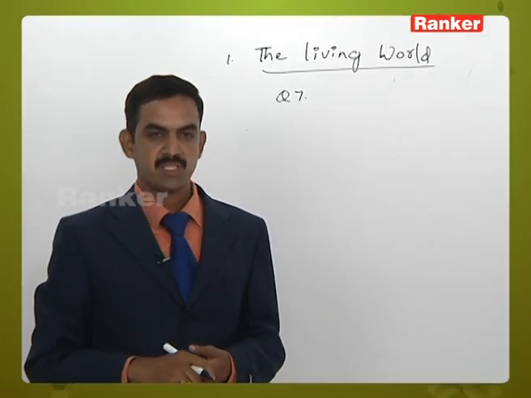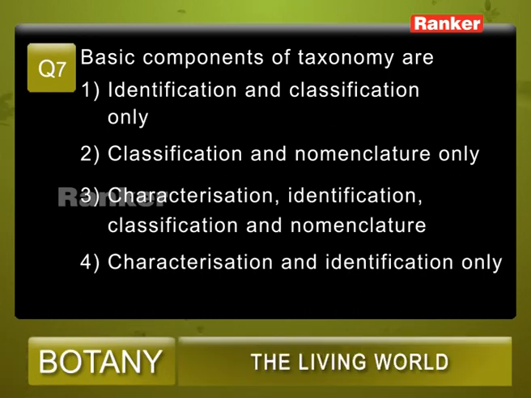Question number 7, basic components of taxonomy are: first option, identification and classification only; second option, classification and nomenclature only; third option, characterization, identification, classification and nomenclature; fourth option, characterization and identification only.